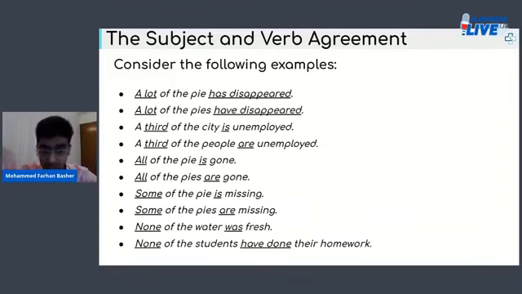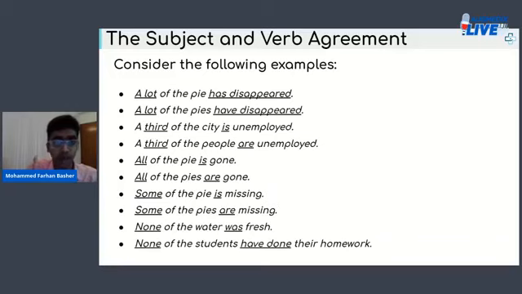Okay, so just for example, the first example, what do you have? A lot of the pie has disappeared. So here you're talking about one pie, but much of that one pie has disappeared, meaning has been eaten already. So a lot of the pie has disappeared, meaning much of that one pie has already been eaten. But in the very next example, you have a lot of the pies have disappeared.